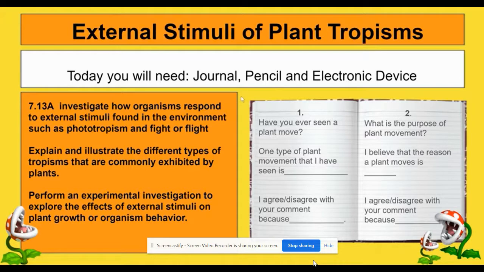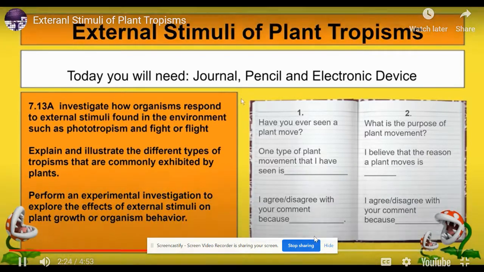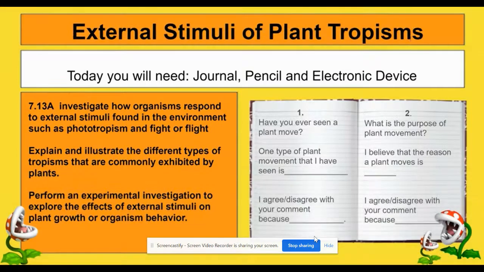Right now, take out your journal, and for the title of this section, you're going to label it External Stimuli of Plant Tropisms. Go ahead and pause the video while you write that title down, and go ahead and write down the objectives that we're going to learn today. Pause the video, and when you're finished writing, return back to the video.